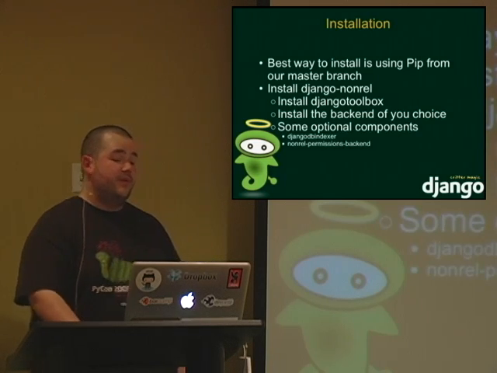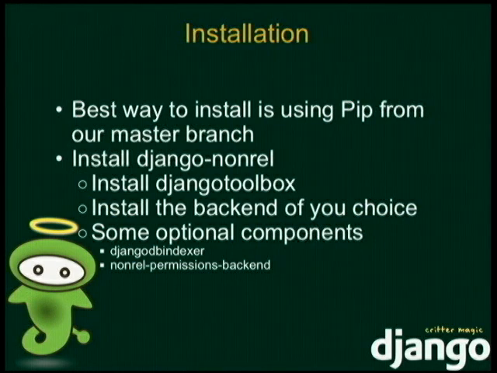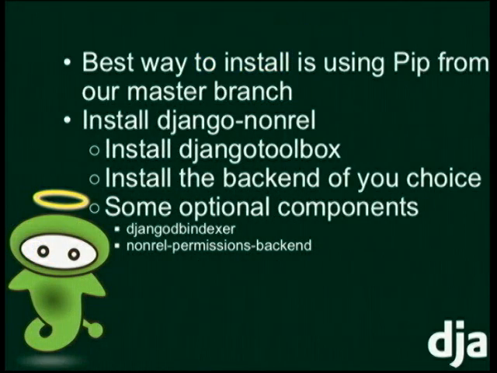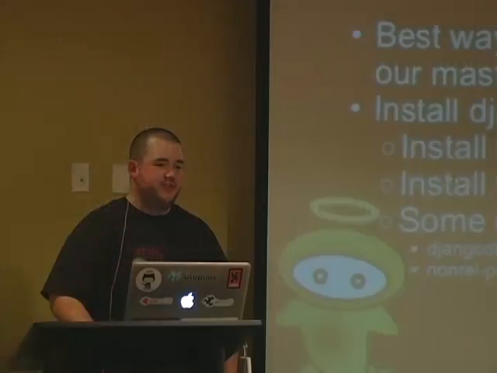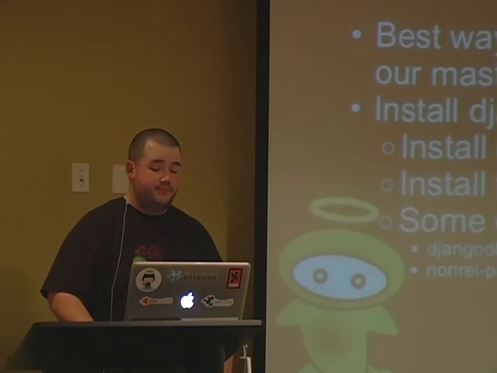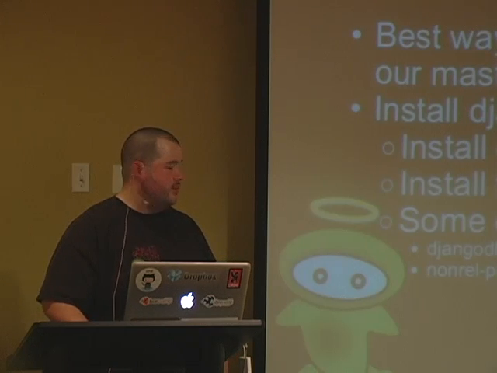There are other optional components. Django DB indexer does provide for some level of join support, and when you use the Django ORM, you can ask for date and month and whatnot, and that gives support for that under some cases. And the non-rel permissions backend: if you want to use Django permissions and have it accessible in the admin, then you're going to want to use the non-rel permissions backend.